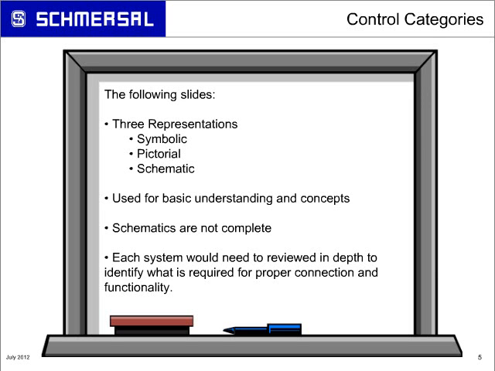So you need to look at your machines, look at how they're interfaced, and make a judgment call and evaluate your schematics based off of that particular machine, not just a generalization.